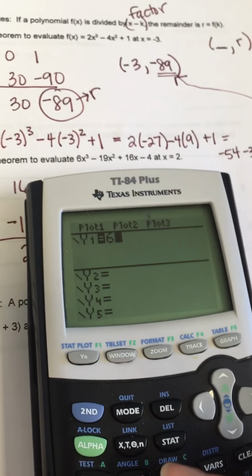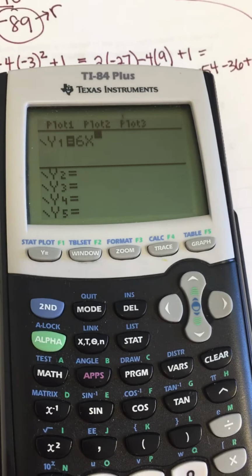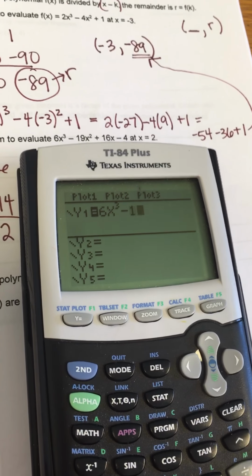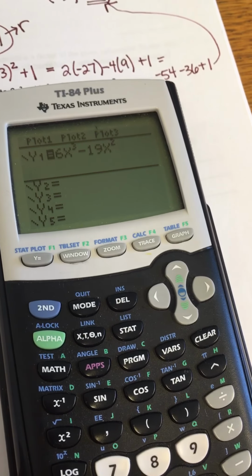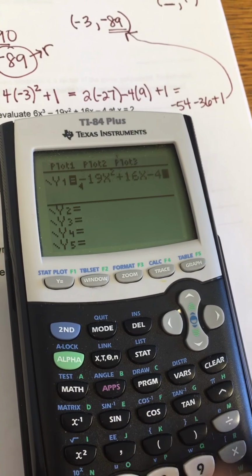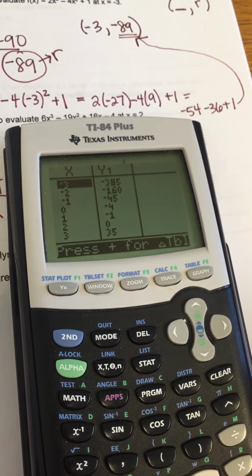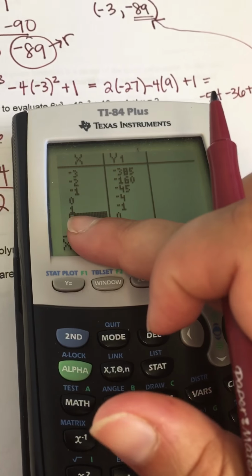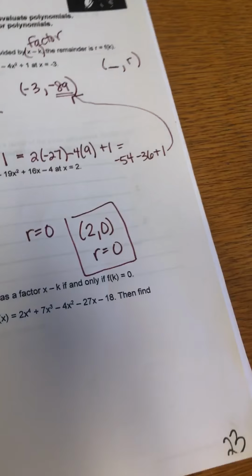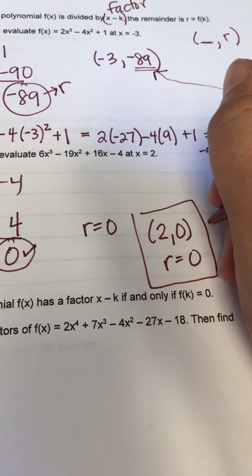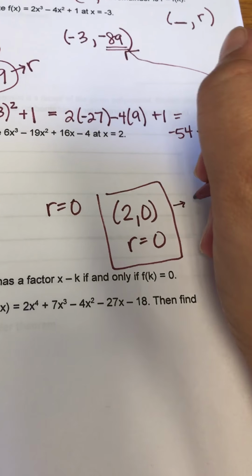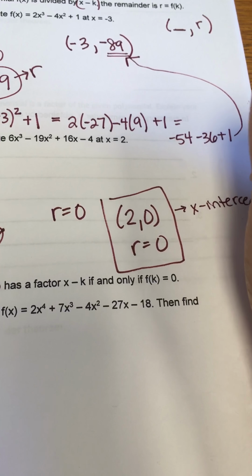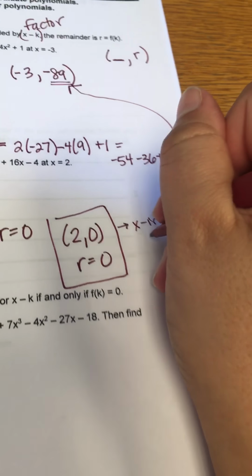I'm just going to double check and show you again. Raised to the third minus 19x squared plus 16x minus 4. Go to my table, so second table, and I want positive 2, and therefore you have a 0, which means, so you don't need to write this down, but technically you need to know going forward that this is going to be an x-intercept. Or also we call it a zero.